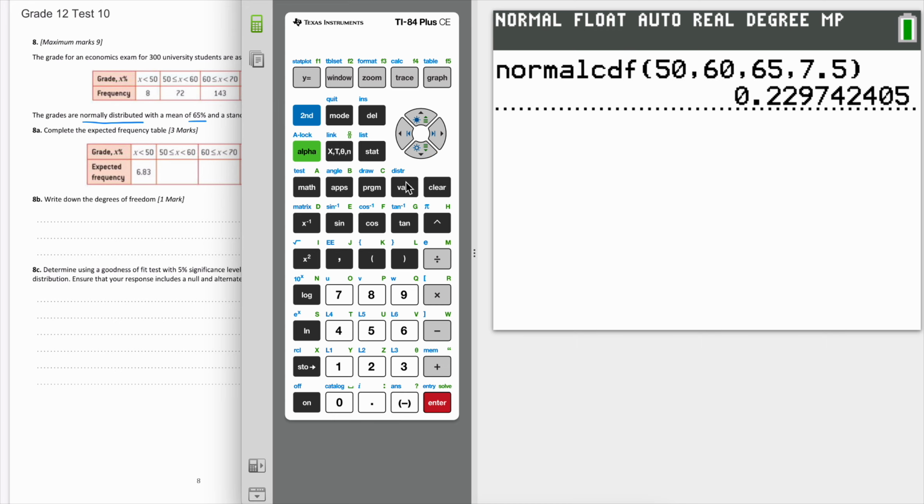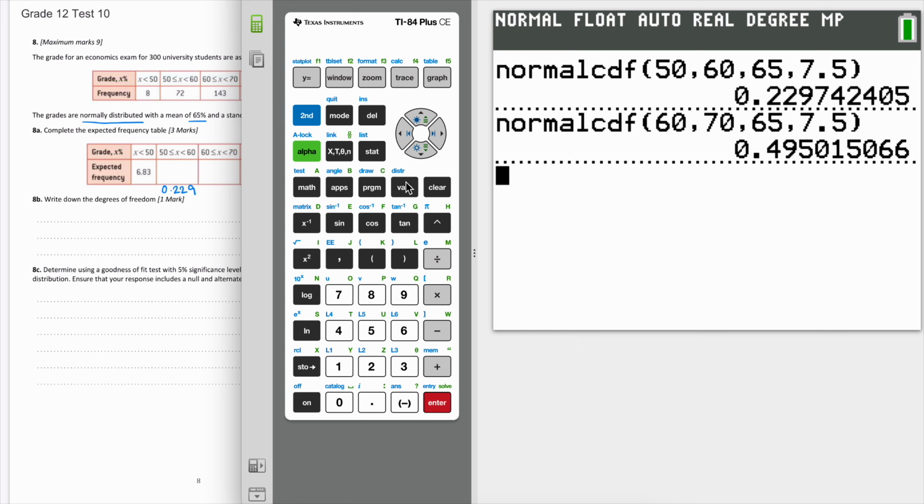And that gives me a value of 22.9 or 0.229. And then we're going to repeat that again. An easy way of doing that is just to copy and paste, but this time we want it to go from 60 up to 70. And we can see there we have 495 to 3 significant figures.